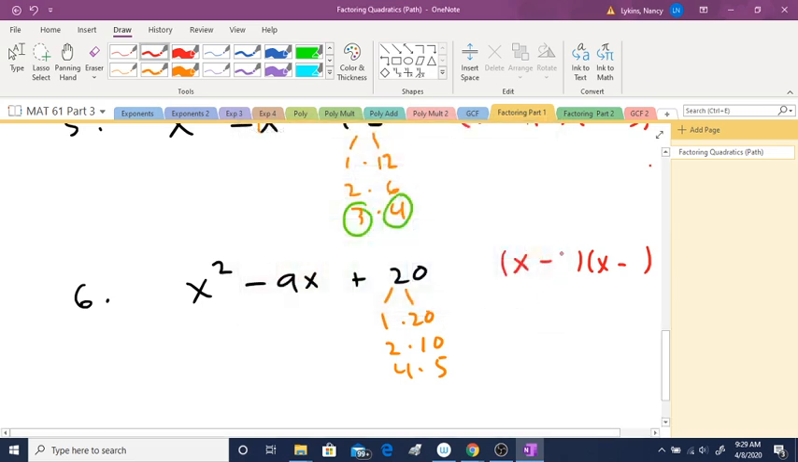So finally, it's 4 and 5 that goes right here. So it's x minus 4, x minus 5. The order does not matter. It could be x minus 5, x minus 4.